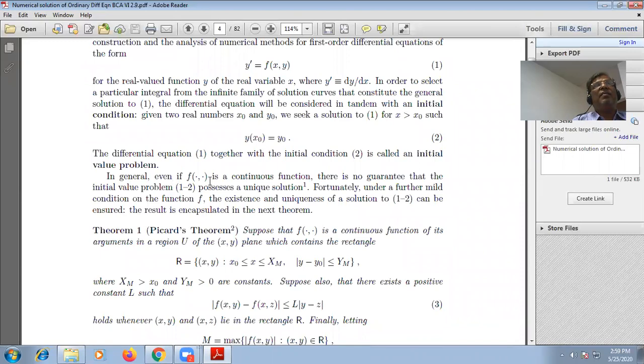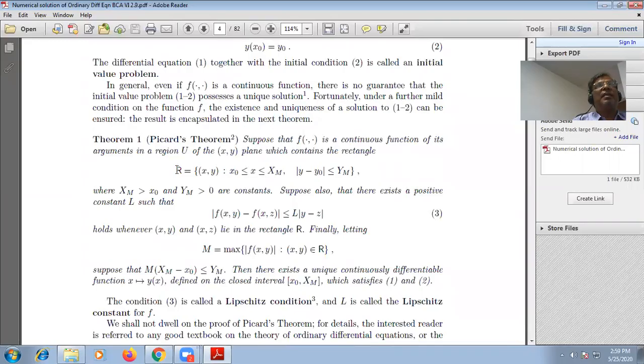In general, if f is a continuous function, there is no guarantee that the initial value problem 1 and 2 possesses a unique solution. Fortunately, under a certain mild condition on the function f, the existence and uniqueness of the solution to 1, 2, meaning this equation 1 and this equation 2, can be ensured. That result is encapsulated in the next theorem. So let us see Picard's theorem.